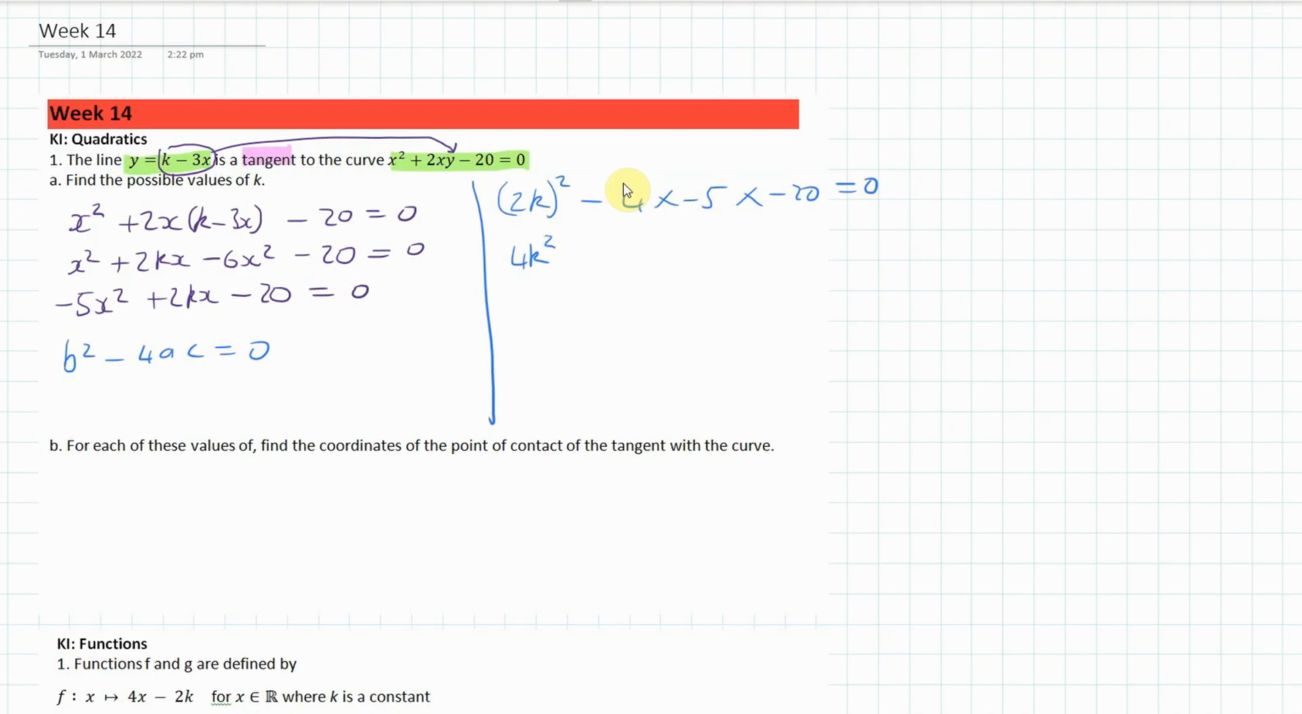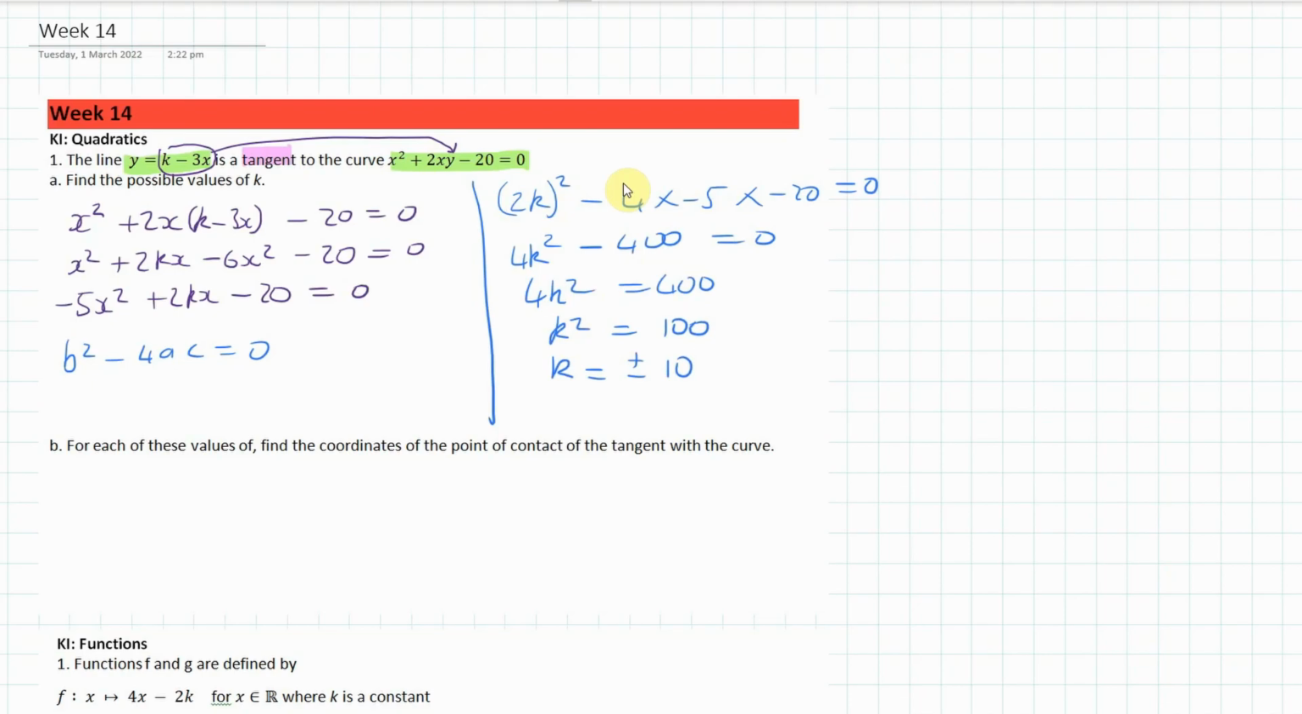So we get 4k squared, plus 20 times 20, which is 400, minus 400 equals 0. So 4k squared equals 400. So k squared equals 100. So k is equal to plus or minus 10.